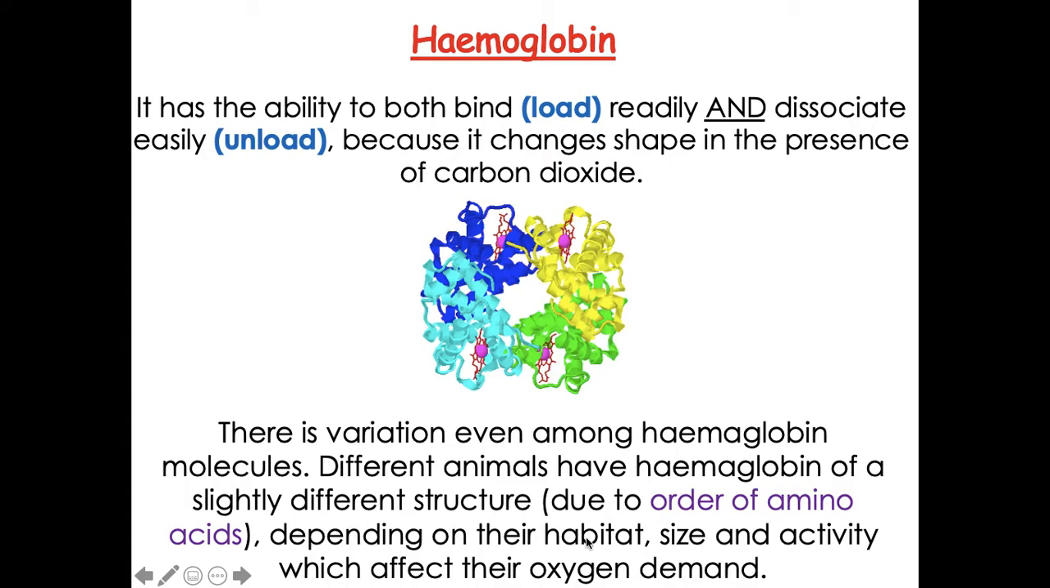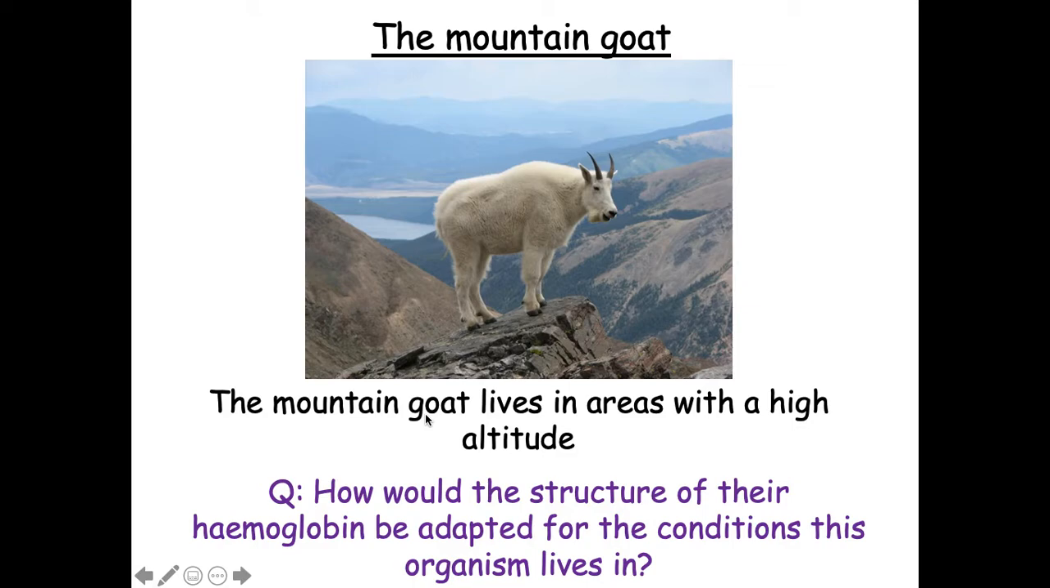So depending on the habitat, size and activity of the organism, that's going to affect their oxygen demand and therefore affect the shape of the haemoglobin molecule. So just a few little ideas here to get you thinking. This is a mountain goat. It lives in areas with a very high altitude. What do we know about high altitude? We know that as you move up, the concentration of oxygen in the air decreases. You say the air is thin. There's a slightly lower concentration of oxygen in air the higher you get.